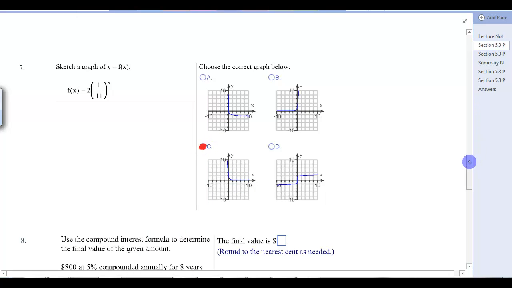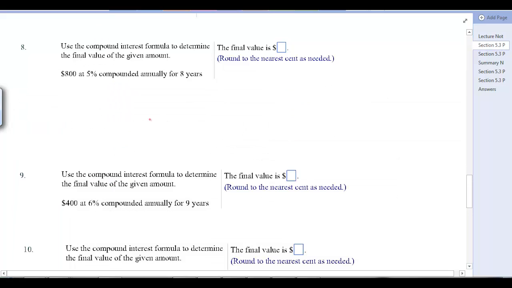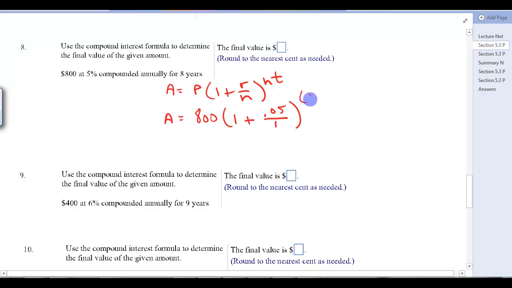Okay. All right, we've got a compound interest question. Got several of those. All right. So we've got our formula, A equals P times 1 plus R over N raised to the NT. And let's see what we've got in our problem. $800, 5% compounded annually for 8 years. So P is 800, parentheses 1 plus 0.05 over annually, that makes N 1, raised to the 1 times 8. So that's how you would plug that in.